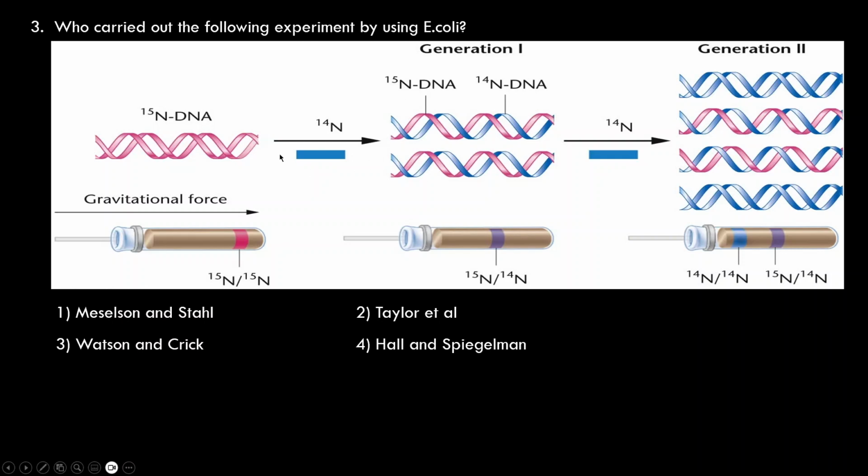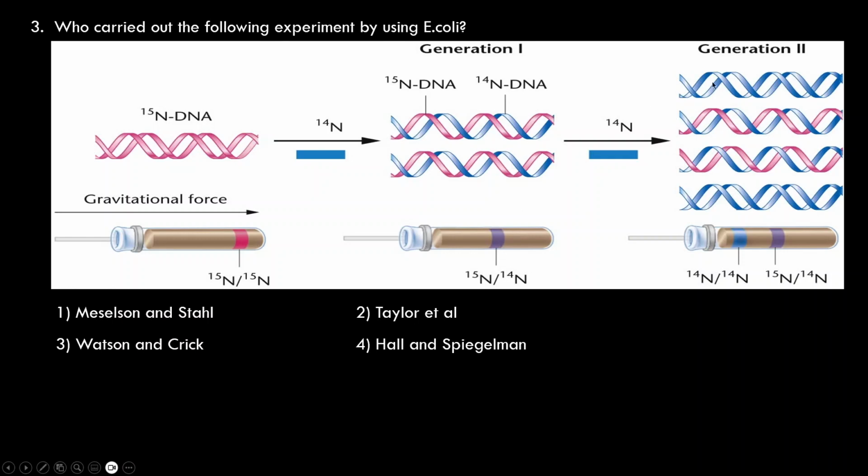So after transferring to N14 containing medium, meaning 14NH4Cl containing medium, after one generation or 20 minutes time, there is a formation of only hybrid DNA. Hybrid DNA means one strand with the N15 and the other with the N14. So they have got intermediate density. That's why both the DNA molecules are suspended somewhere in the middle, because the DNA is hybrid DNA.